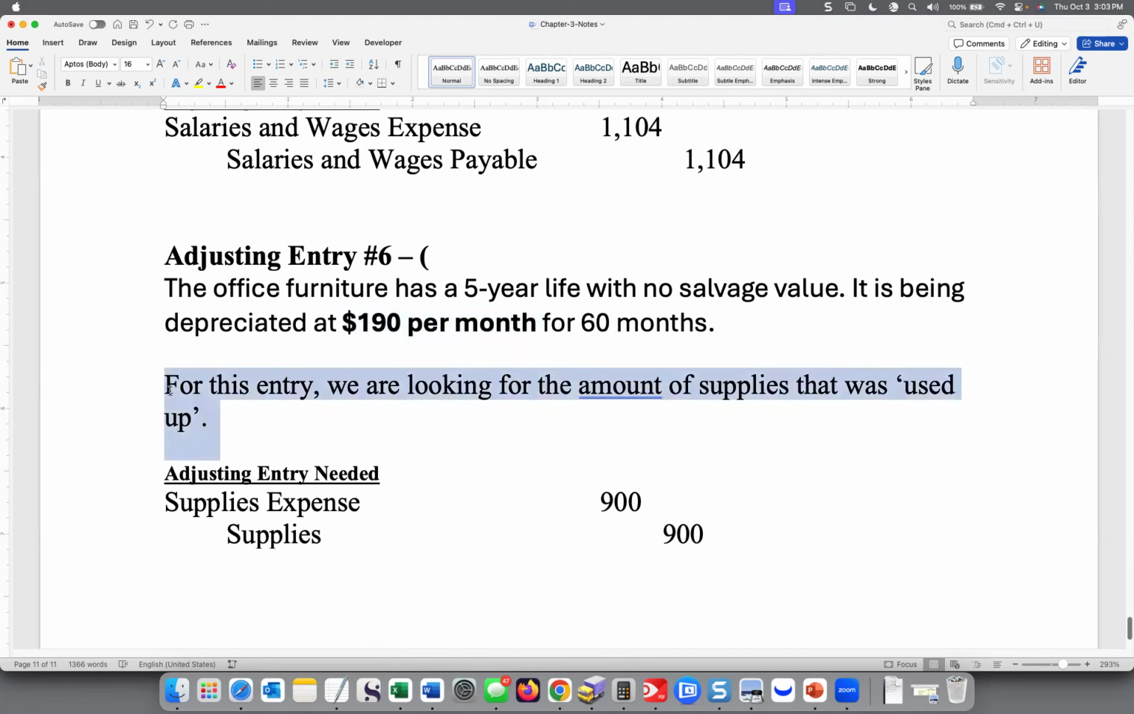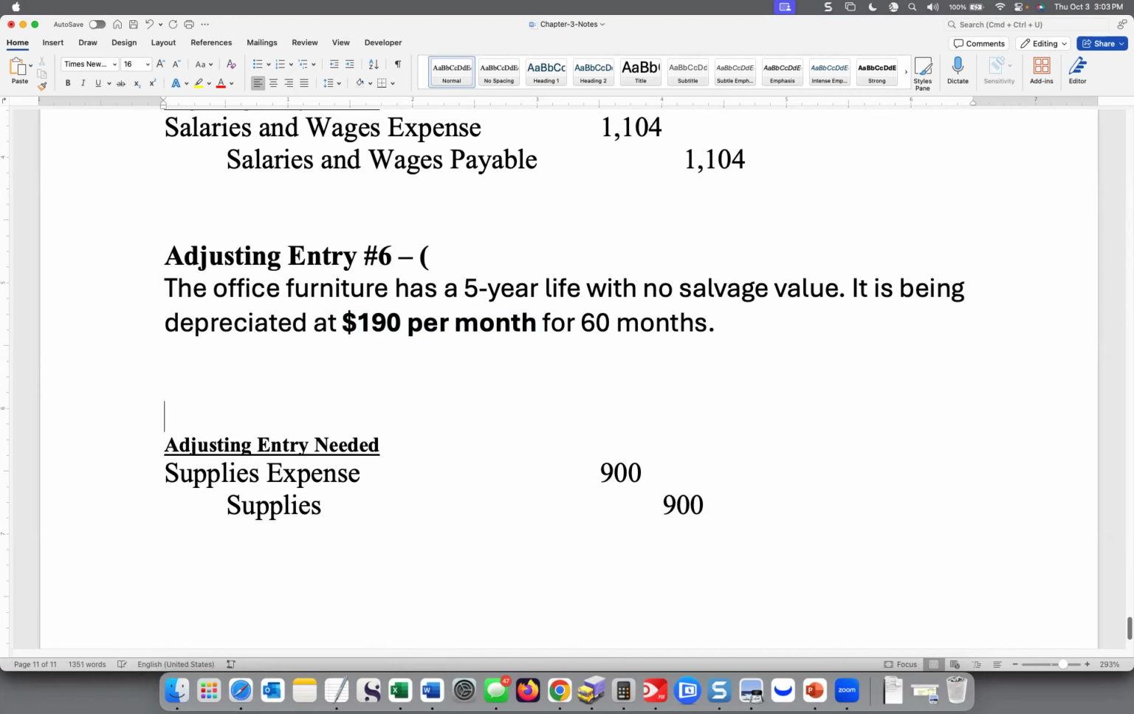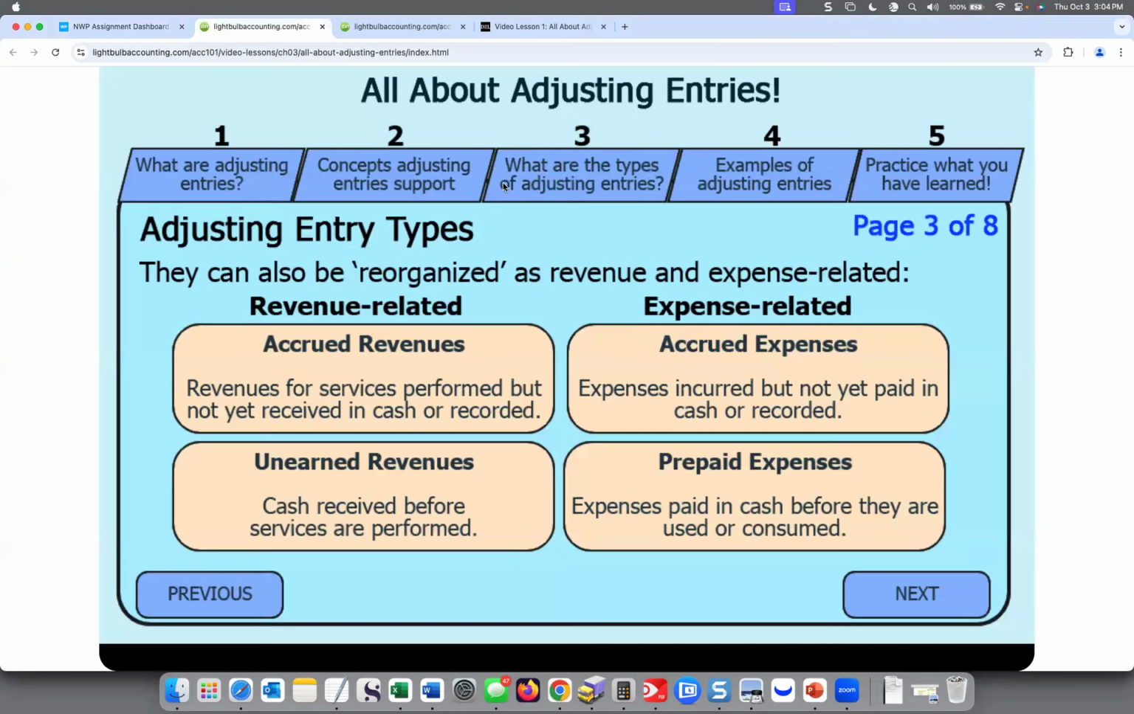All right. So when we're talking about office furniture, and of course, depreciation, a cost, which template are we working with here? Are we working with an expense related or revenue related? It's expense related. And would it be a prepaid or an accrued? All right. Well, we bought the equipment up front, right? The office furniture up front. So that's an asset, right? And now we're recognizing depreciation on it. So that would actually be a prepaid.